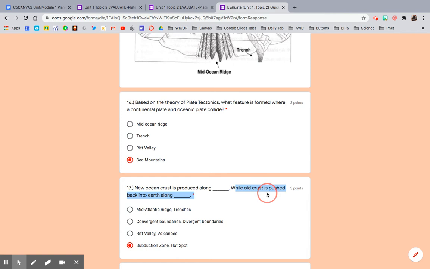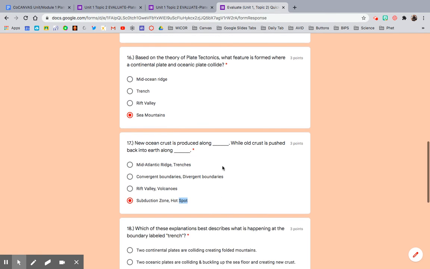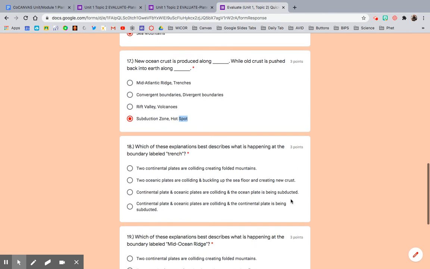While old crust is being pushed back into Earth along the what? Is old crust pushed back along the trenches? Is old crust pushed back along divergent boundaries? Is old crust pushed back along volcanoes? Or is old crust pushed back along the hotspot? So, first blank, this first word, second blank, this second word. Once again, I'm just clicking that last one so I can move on.